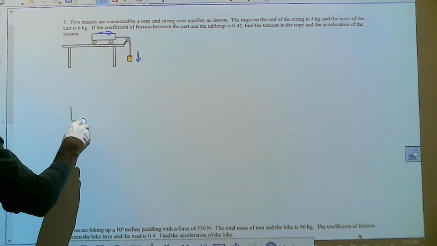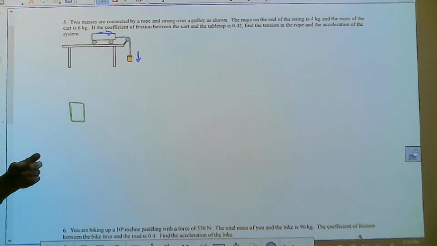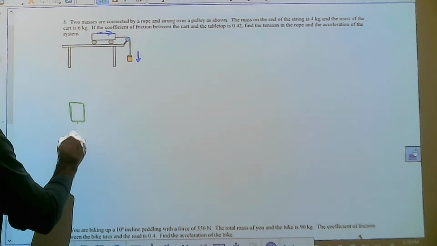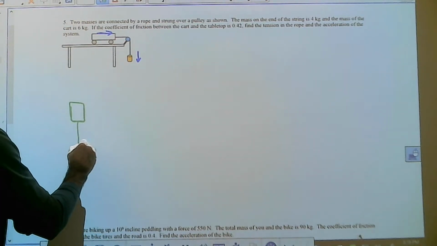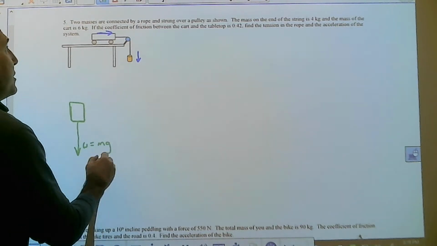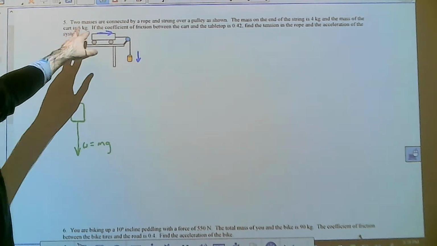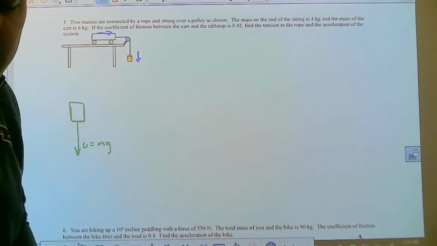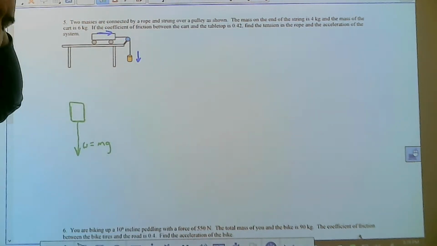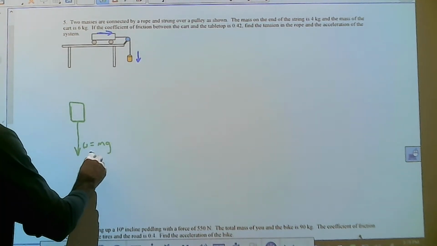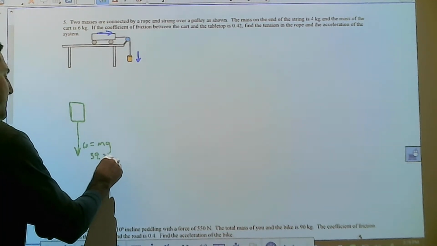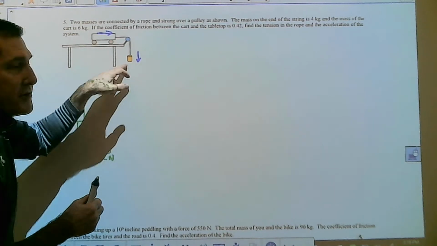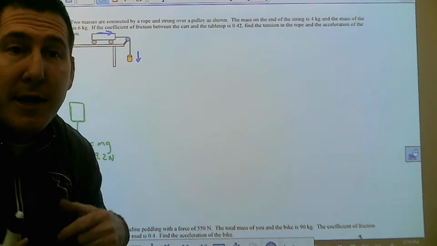So I like to go to that hanging mass. And again, the first force I can draw on every single free body diagram is a force of gravity, otherwise known as the weight. W equals mg. So we've got 4 kilograms on the end of the string. 4 times 9.8 should give me 39.2 newtons, if I can do my math correctly in my head. 39.2 newtons. There's no normal force, there's no tabletop, no floor, it's just hanging there.